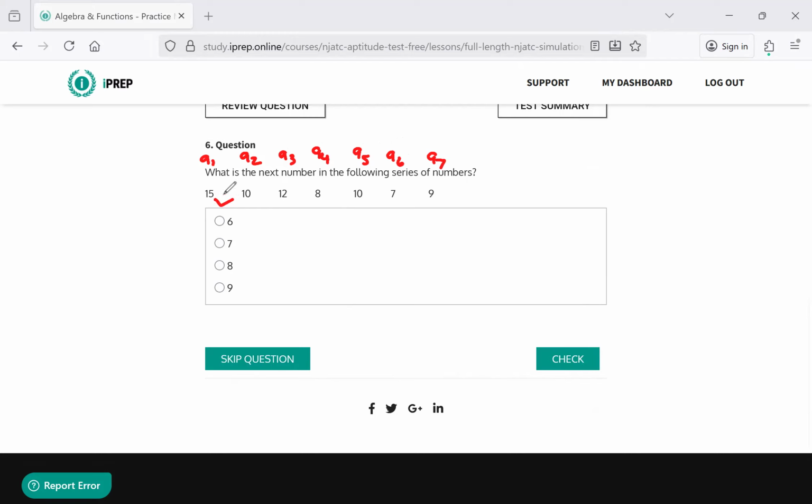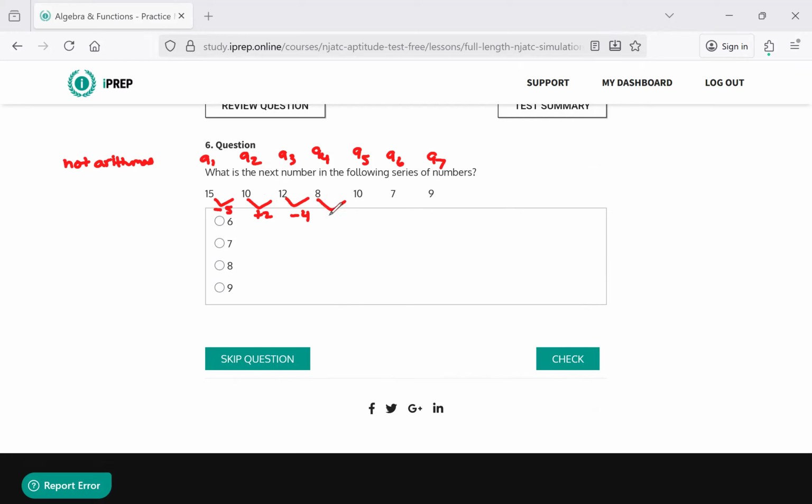From 15 to 10, you have to subtract 5, right? And then 10 to 12, you had to add 2. This automatically proves that this is not arithmetic. But let's keep going. From 12 to 8, what do you have to do? I believe you have to subtract 4, right? 12 minus 4 is 8.